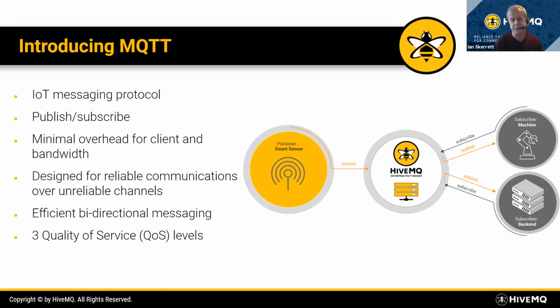And MQTT is set up with the publish subscribe protocol to send information back to an individual device or a fleet of devices. And finally, for reliability, it has 3 levels of quality of service defined within the protocol. Very quick introduction to MQTT for people that might not know.